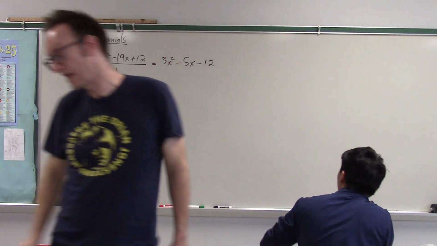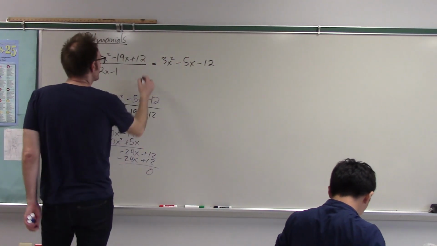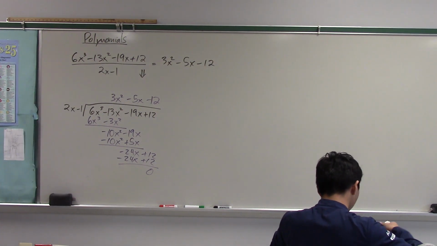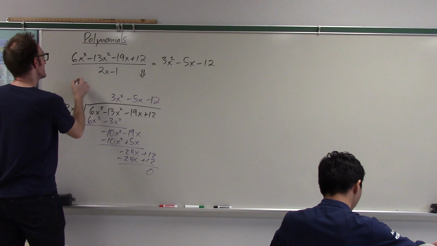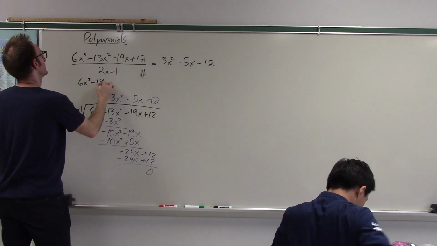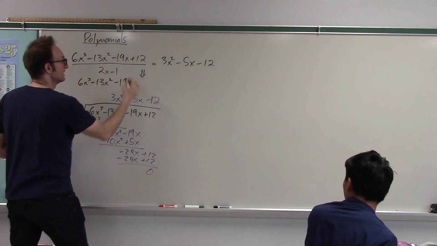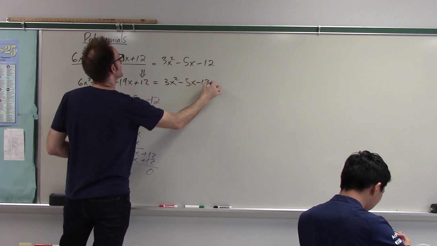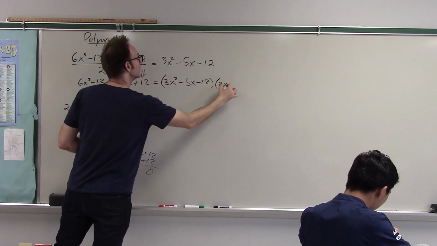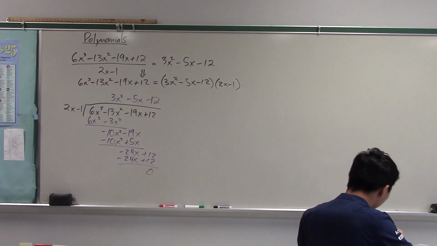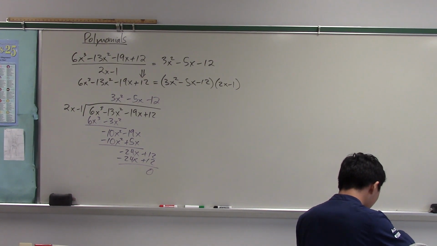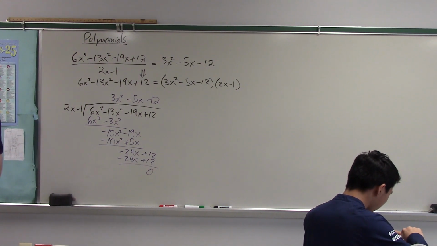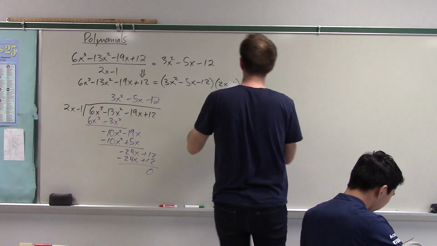Good? Okay, here's a little preview. You could multiply both sides of this equation by 2x minus 1, and then you get a statement about polynomials: that the numerator is just 3x squared minus 5x minus 12 times 2x minus 1. Division is not real, only multiplication is real. Every division statement wants to be rewritten as a multiplication statement for deep understanding. How are we doing? All right. Good, let's do another one.